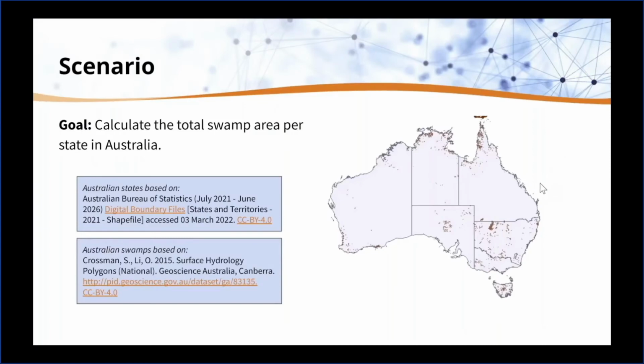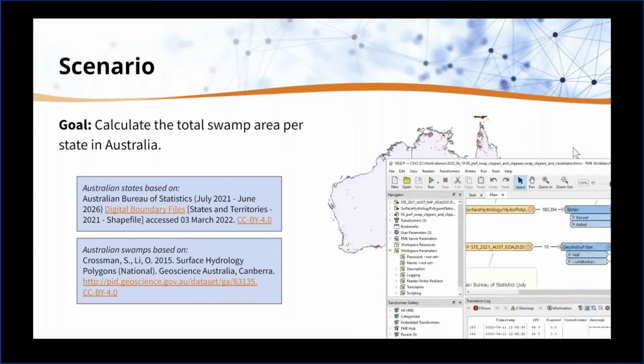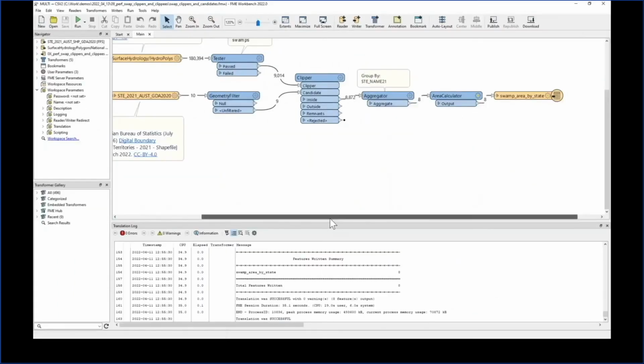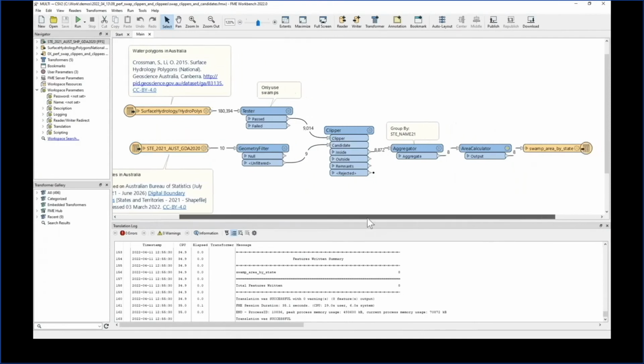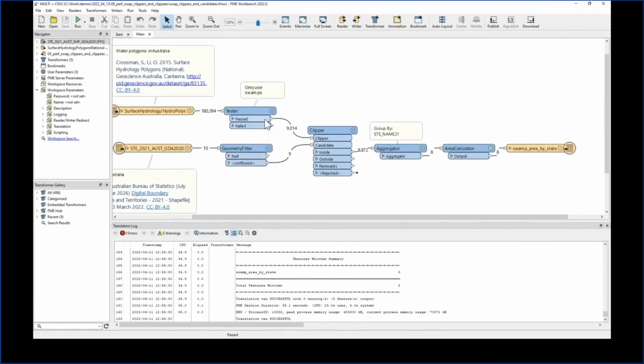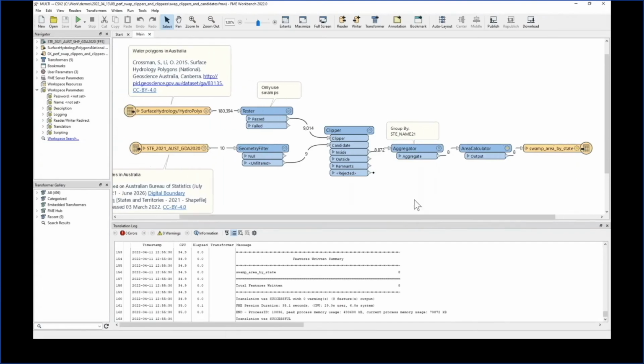My goal was to calculate the total swamp area per state in Australia, and I've actually already run my analysis. The way I set up my analysis is that I use the swamp polygons as my clipper geometries, and I use the state polygons as my candidate geometries. So I would clip the states with the swamps, and then I had an Aggregator grouped by state name, so I'd have one aggregate geometry per state. Then I would calculate the area, and then I'd write out the area to a CSV file. And this took 35.1 seconds to run for me.